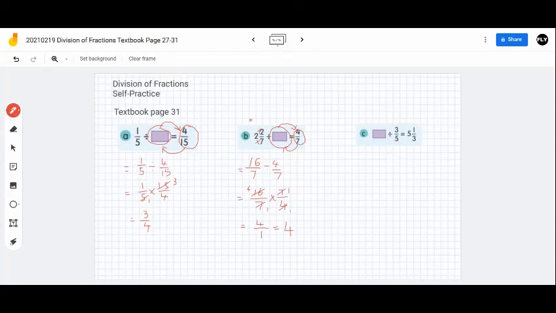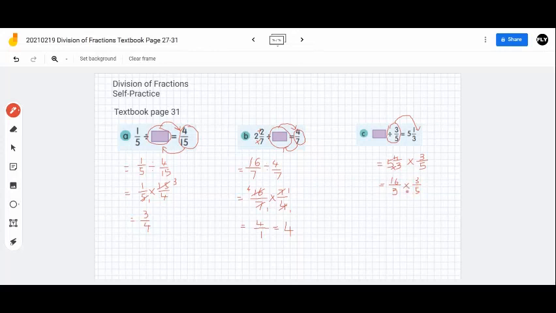C would be the same thing, but you have to be very careful. Bring the division as well. Division, if you bring it to the other side, it will become multiplication. So equals 5, 1 over 3 times 3 over 5. Remember to change this to an improper fraction. So 16 over 3 times 3 over 5.